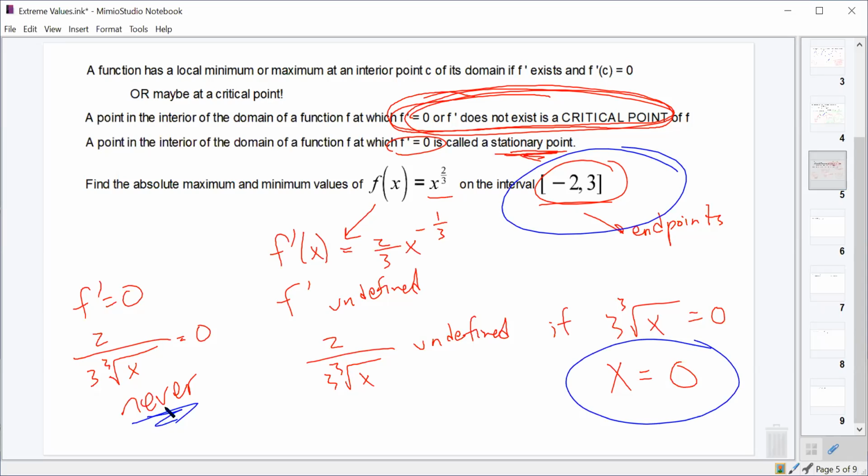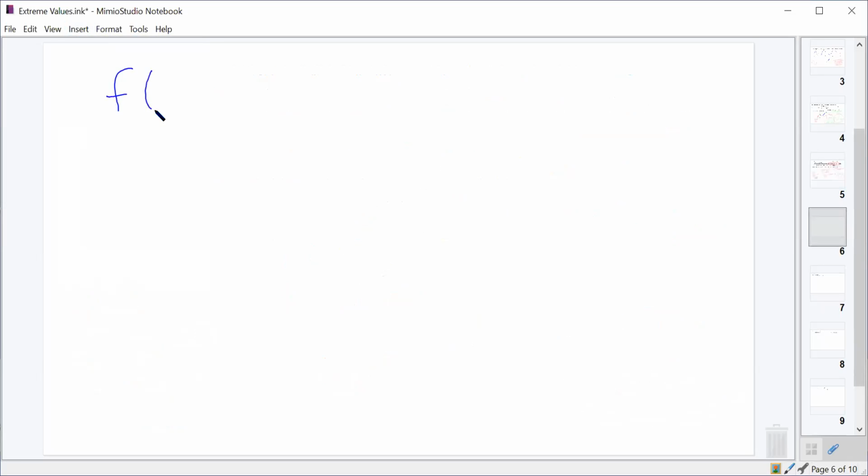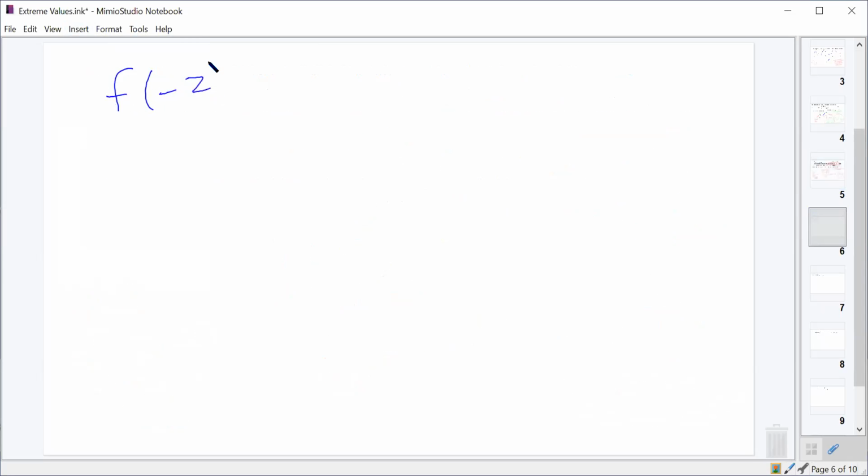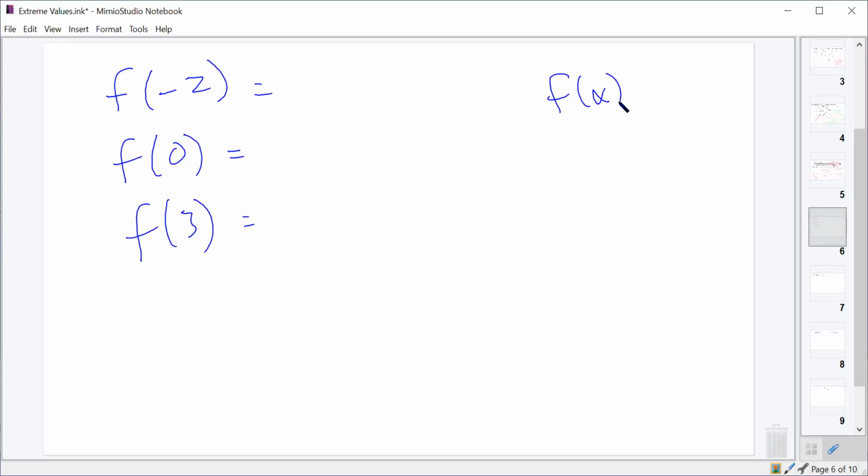Good. Spectacular. All right, so let's figure out which one is the absolute max and which one is the absolute min. We need to find f of -2, f of 0, and f of 3. Those are the three x values where we might have had an absolute max or a min. So what was f of x? X to the 2/3? Well, 0 to the 2/3 is pretty easy. That's 0, right? What about -2 to the 2/3?